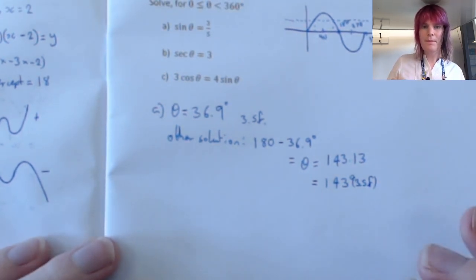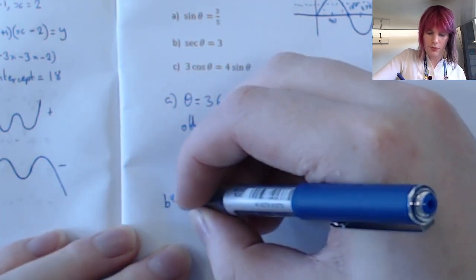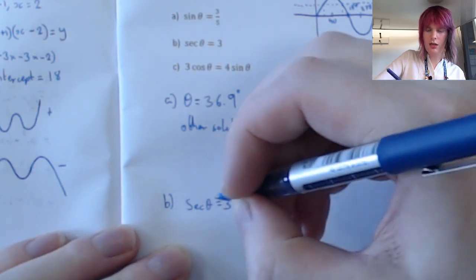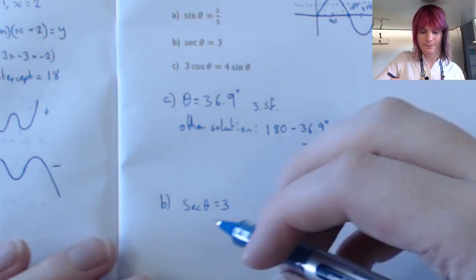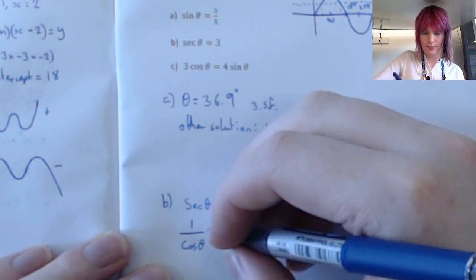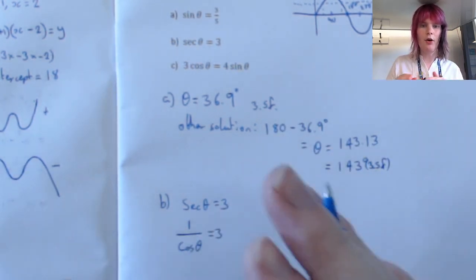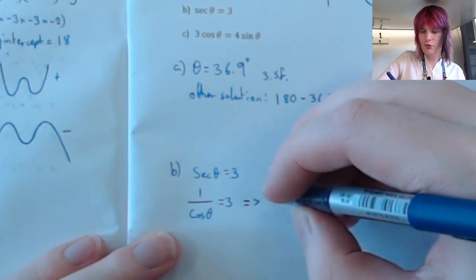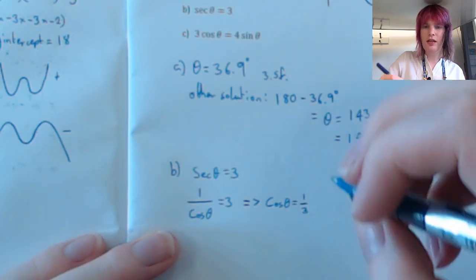Our second problem is sec theta is equal to 3. So we've got sec theta equals 3, and we want to remember what exactly sec is. So sec is 1 over cos theta is equal to 3. Now we want to rearrange this. We're going to multiply by cos and divide by 3 to get cos of theta is equal to 1 divided by 3.